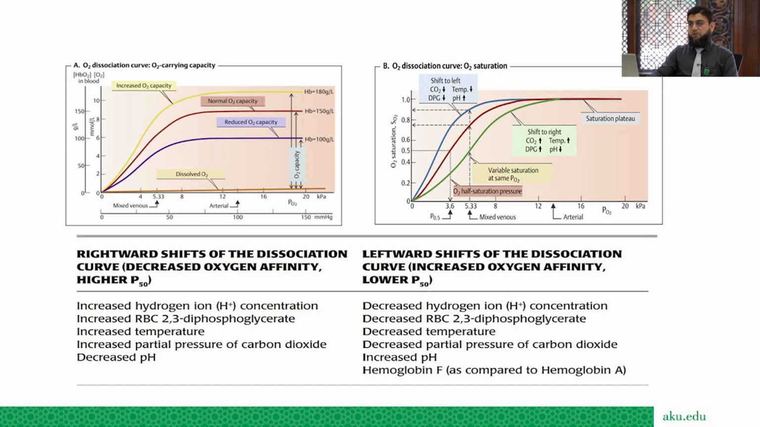That's why it is really important for them to have hemoglobin A. They have increased affinity, so oxygen delivery is compromised in these patients as well. Another important aspect is that increased temperature causes a decreased affinity of oxygen as well.